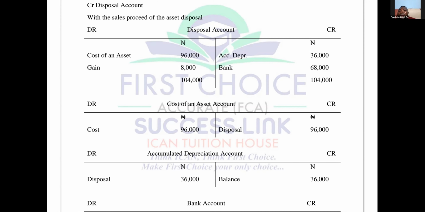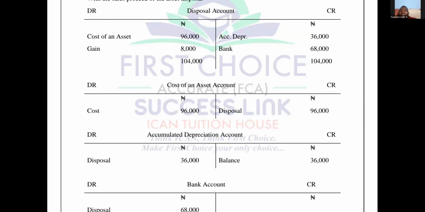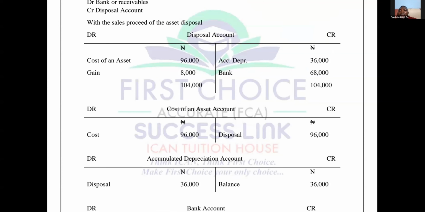Then after that, we now have the accumulated depreciation. So let's take it away. We debit accumulated depreciation to reduce the balance in that account. So we go to the disposal account and credit it with 36,000. Then the other leg now comes to bank. So our bank receives, so our bank will be debited. Then why is our bank being debited as a result of asset disposed? So we come back to the disposal account and credit the account.